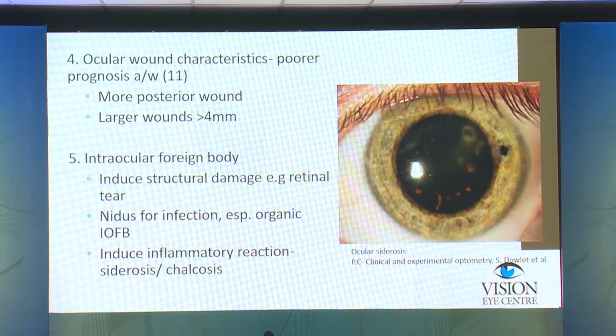Ocular wound characteristics: a number of studies have shown a more posterior wound and a larger wound to be associated with a worse prognosis. An intraocular foreign body may induce structural damage, for example, a retinal tear. It may act as the nidus for infection, or it may also induce an inflammatory reaction when it's a metallic foreign body.